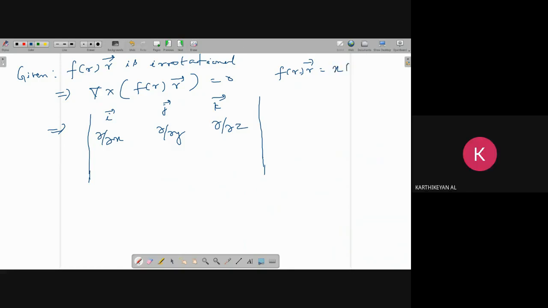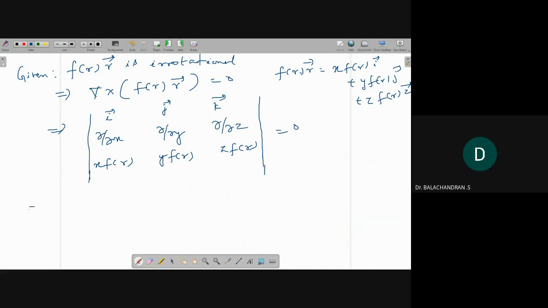This is nothing but f of r into r vector, which is what? x f of r into I vector, plus y f of r into j vector, plus z f of r into k vector, equal to 0.